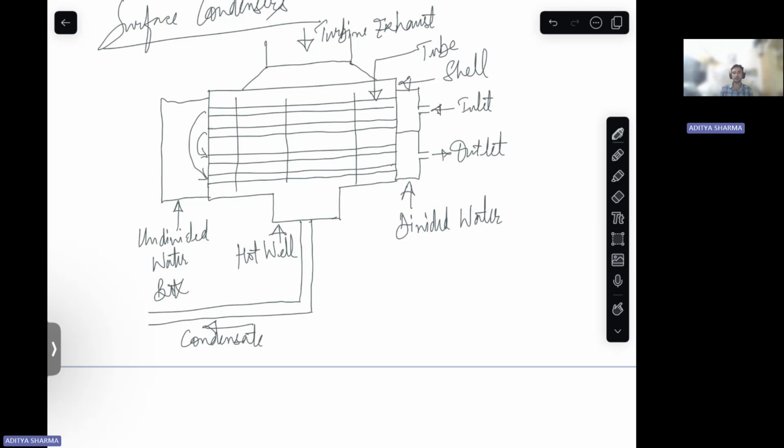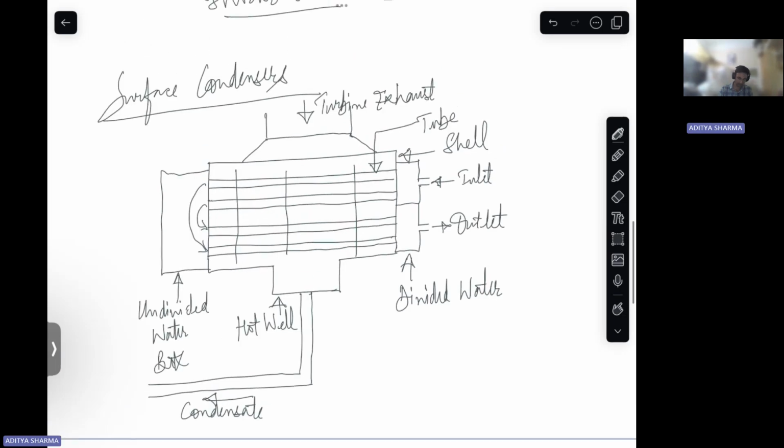So there are cases where water moves only once, right? That is one pass, single pass. Then if the cooling water is moving two times, that is two pass, right? So this way. All right. So these are your surface condensers.